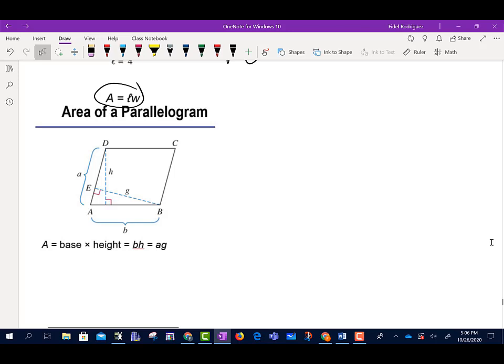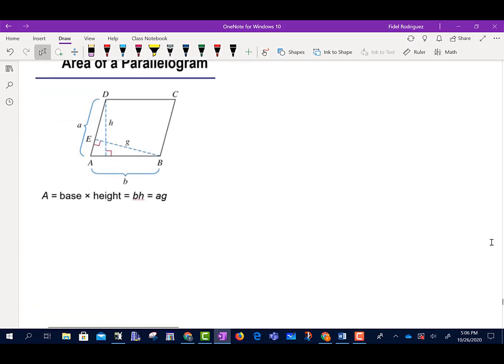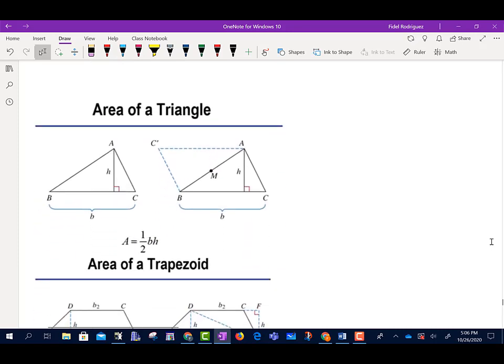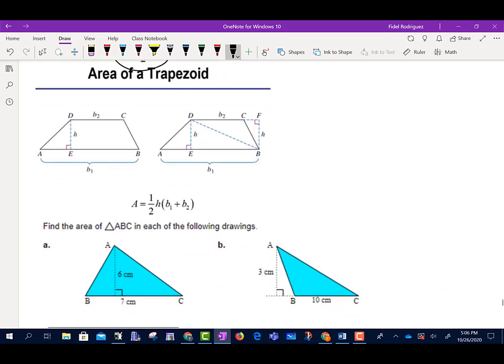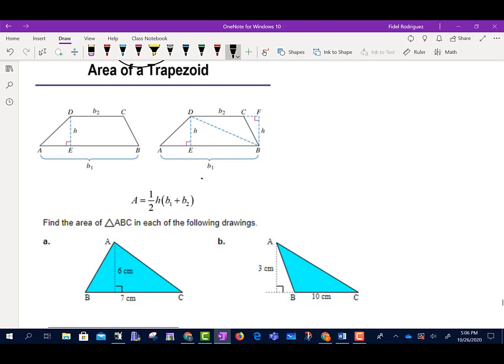The area of a parallelogram is base times the height, okay? And so the area of a triangle is going to be 1/2 the base times the height. And the area of a trapezoid is going to be 1/2 the height times base 1 plus base 2.